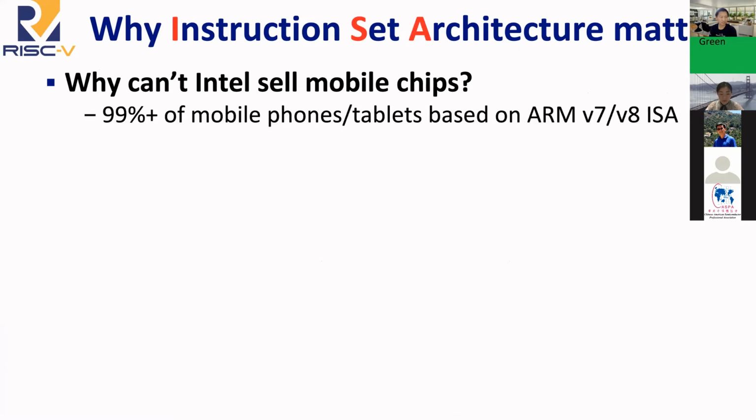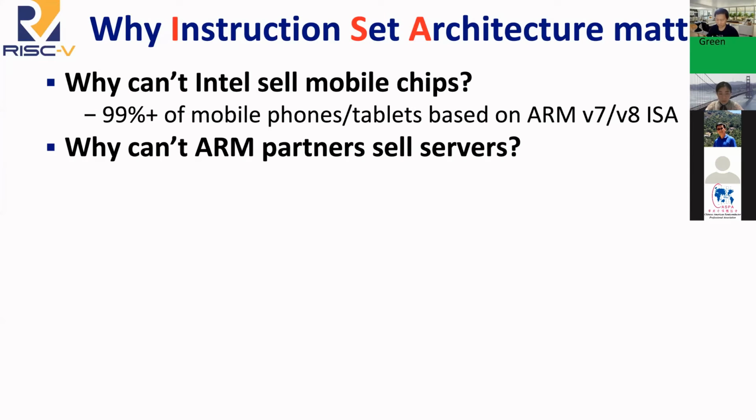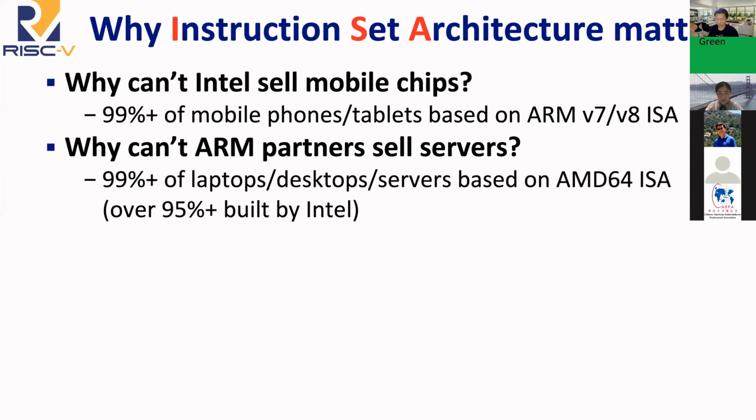Well, if you look at the industry, Intel just cannot sell mobile chips. And the reason is they have the wrong instruction set. All the mobile chips are based on ARM, so none of the software runs on x86, and nobody wants x86 in a mobile platform. On the other hand, partners of ARM who build chips around ARM are having a hard time selling servers. That's because most of the servers are based on the x86 ISA that actually came from AMD and Microsoft, and it's really hard for ARM to get any penetration in the server market.